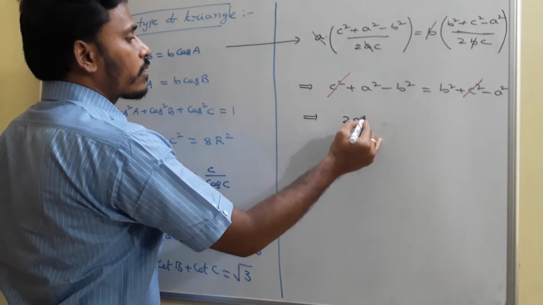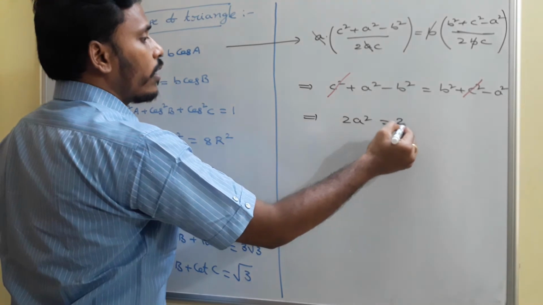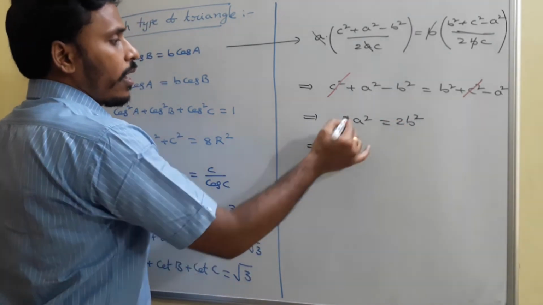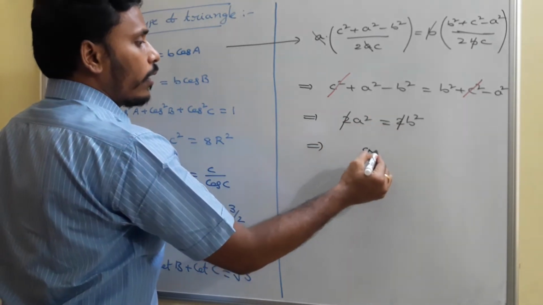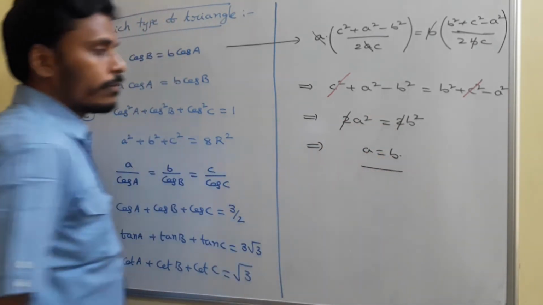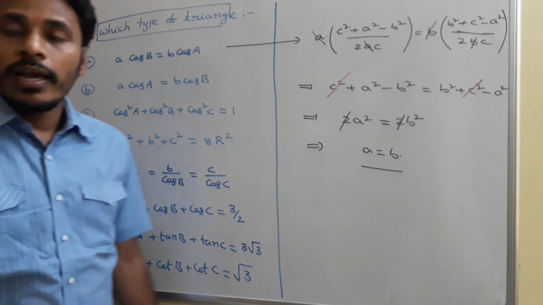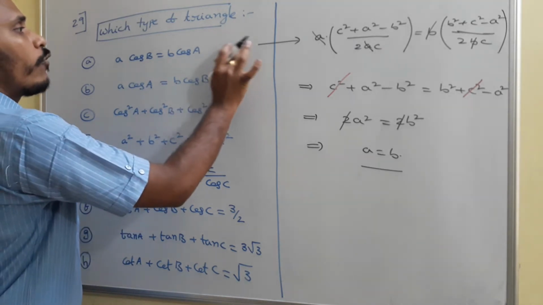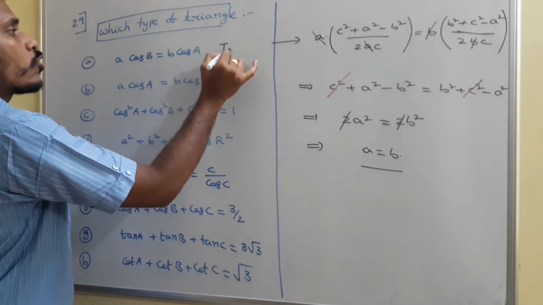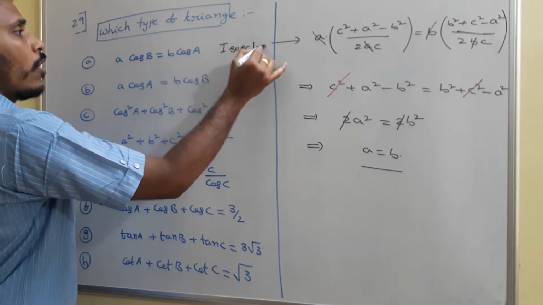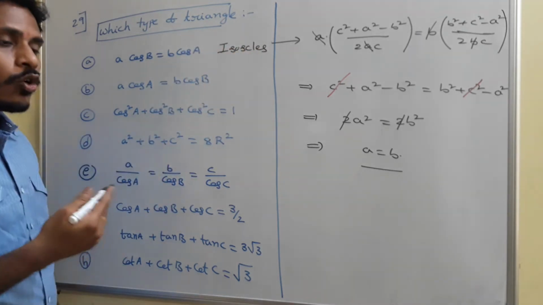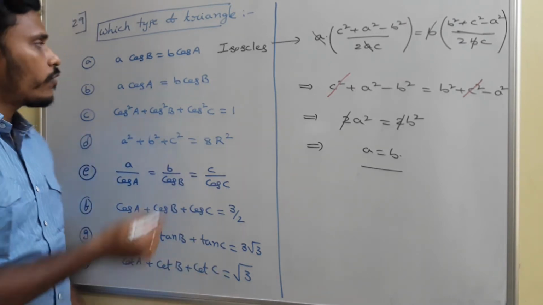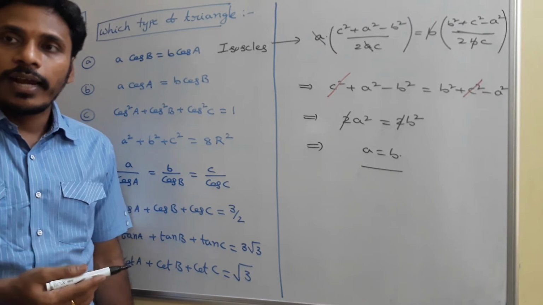Send that A square this side, 2A square, and this B square that side, 2B square. So at the end 2A square is equals to 2B square. Neglect the 2 and you will get A is equals to B. Since A is equals to B, it is very clear that two sides are equal, and that's why we confirm that this triangle is isosceles. Isosceles triangle in the sense two sides are equal. So if A cos B is equals to B cos A, the triangle is isosceles.